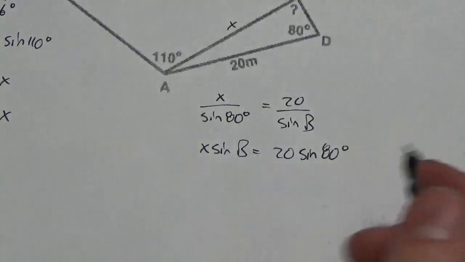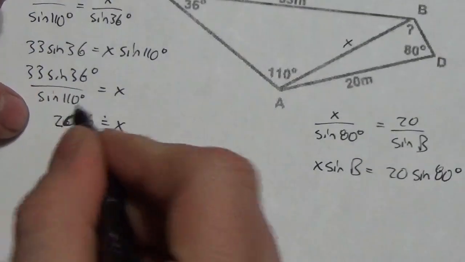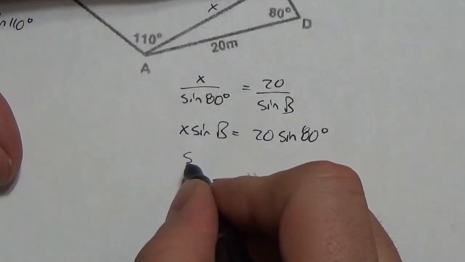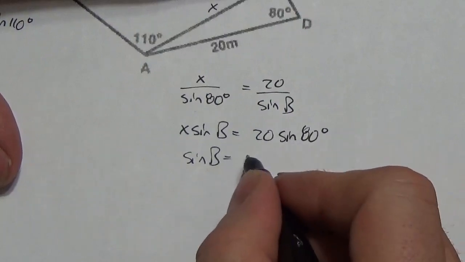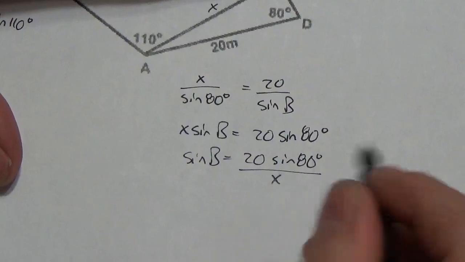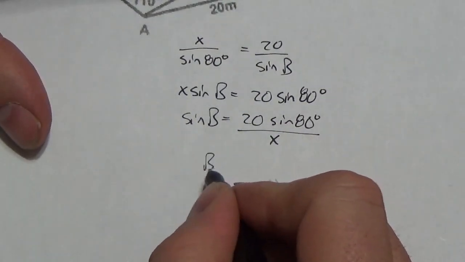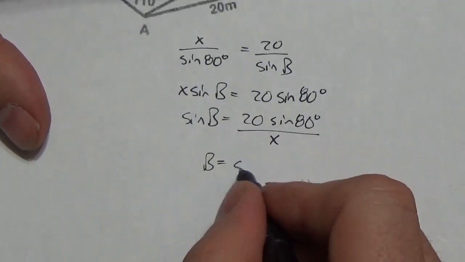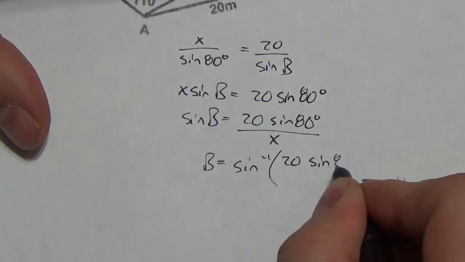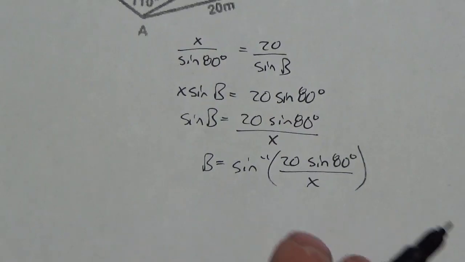Well, I know x, okay? I figured it out. I haven't written it out, but I know what it is. It's 20.6, and there's more to it than that, but I'm just going to leave it as x here, mostly because I'm just lazy. So sine of B is equal to 20 sine of 80 degrees divided by x. I'm even going to go one step further here to figure out what B is, okay? Every time I look for an angle, I got to finish it with this inverse sine here. So it'll be the inverse sine of 20 sine of 80 over x.